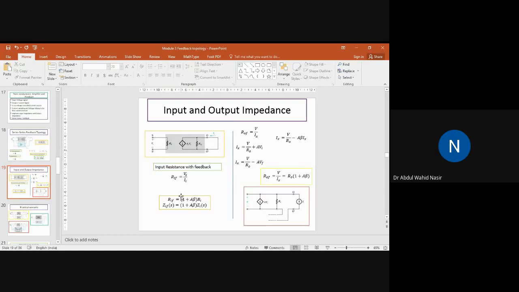So in this manner, for this transconductance amplifier, the input side resistance should be high, so it is getting increased. Clear? So it is improving the input resistance of the feedback amplifier. Clear? So now come to the output impedance.